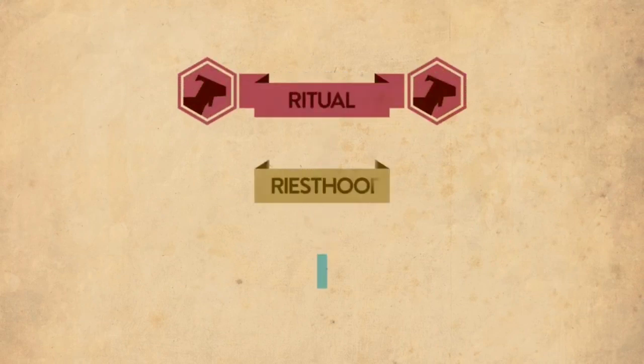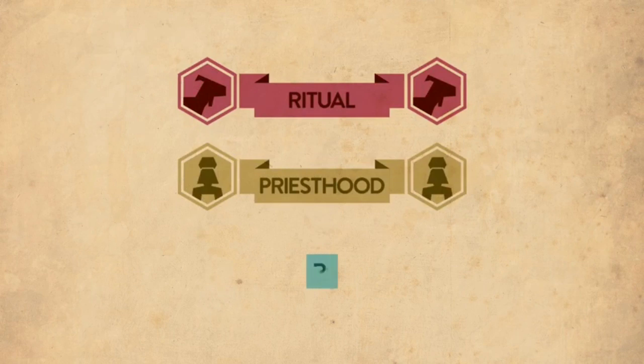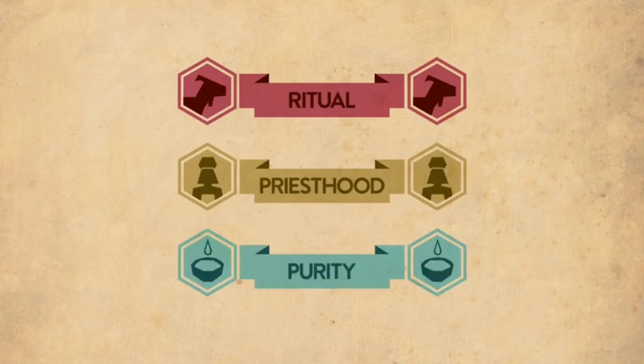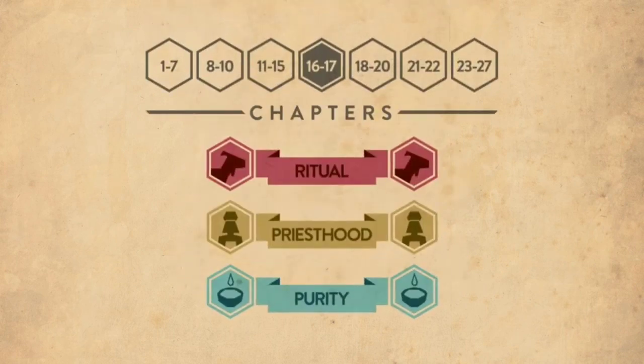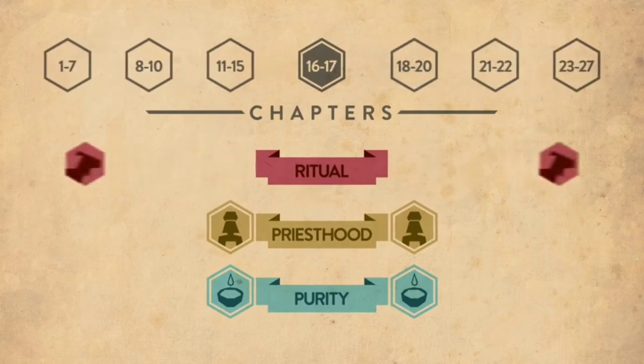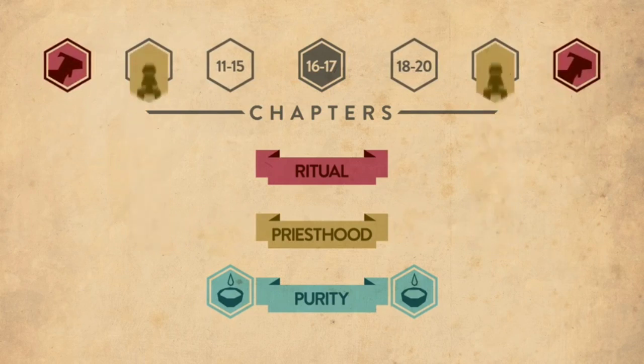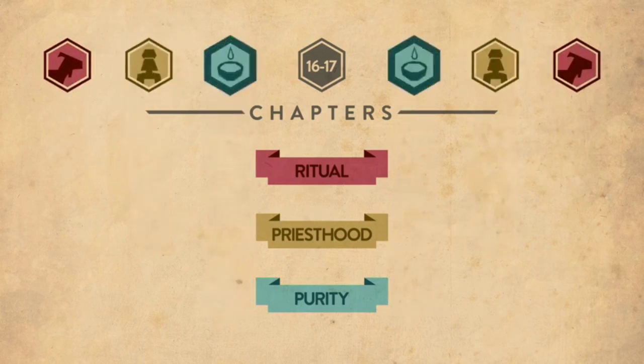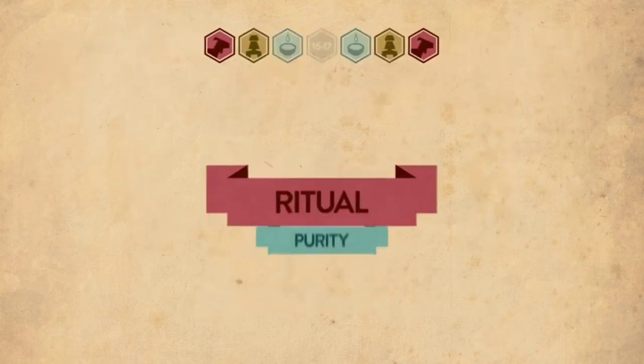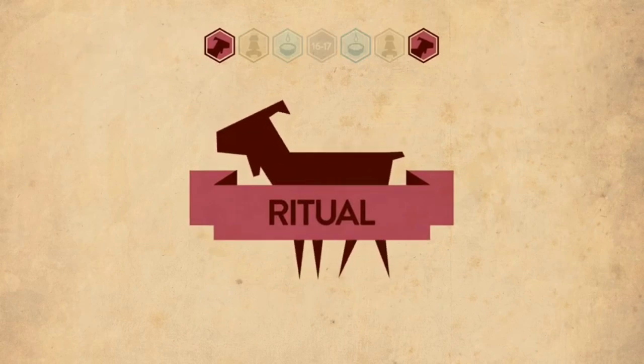The second is this idea of the priesthood, and the third is a bunch of purity laws. Now, the book is broken up into 7 sections, and each solution is explored in 2 sections of the book. The rituals are here, the priests are here, and the purity laws go here. Now, the first solution, rituals, involves a lot of animal sacrifices.